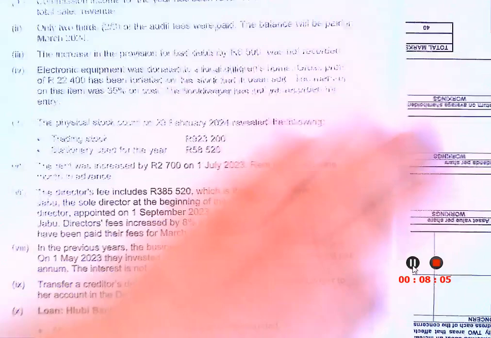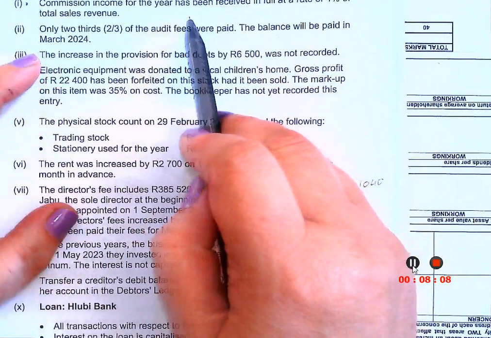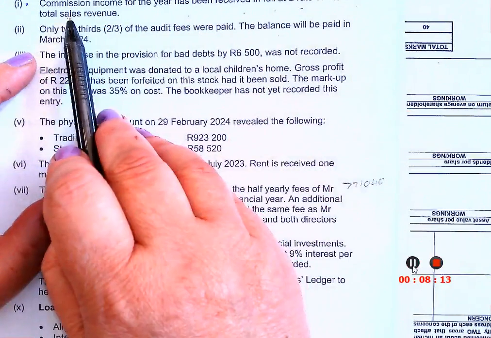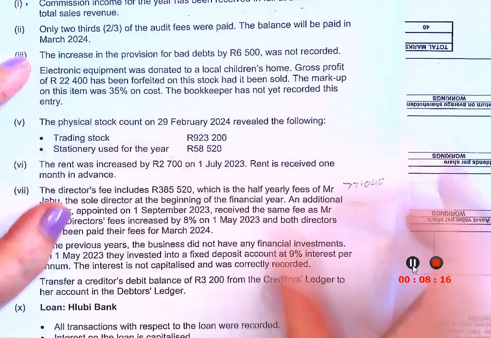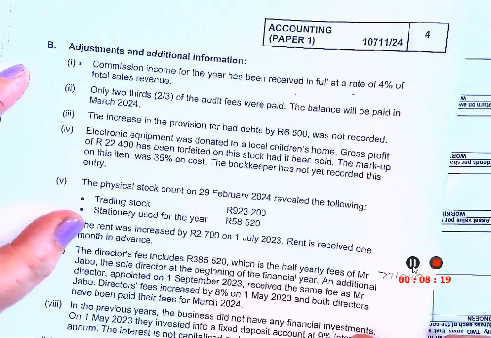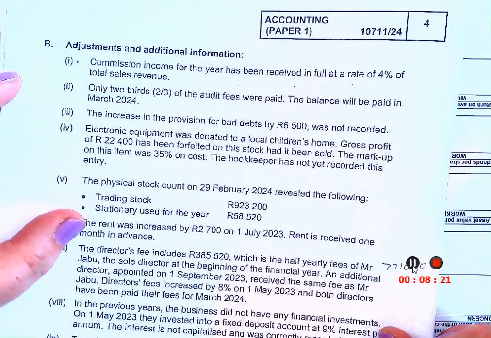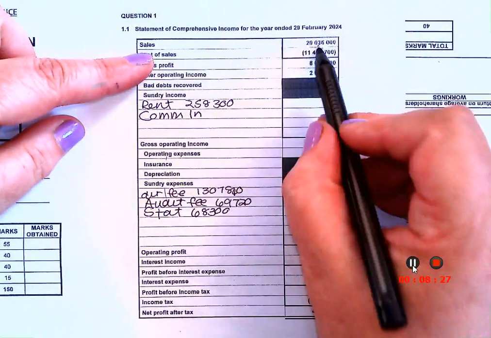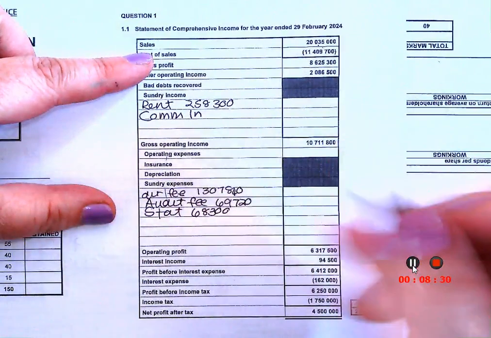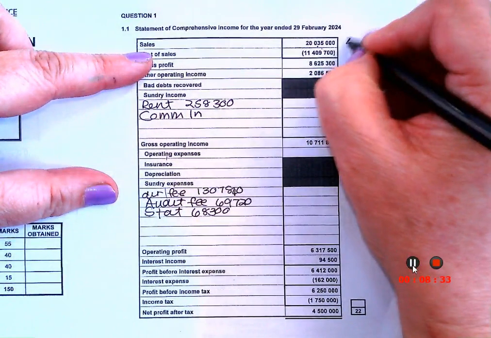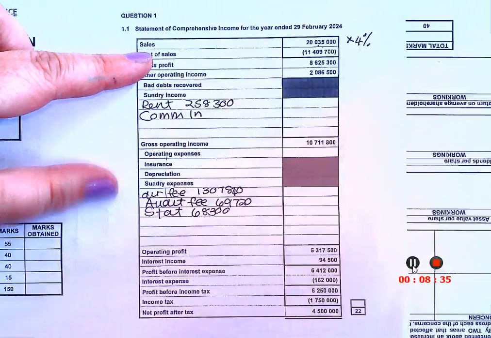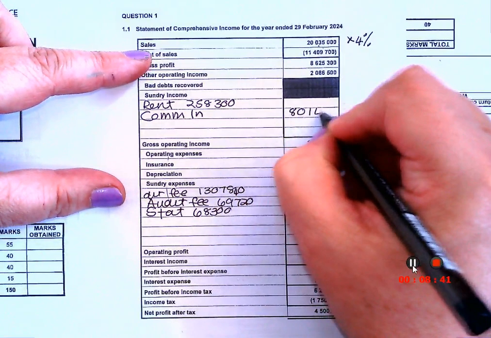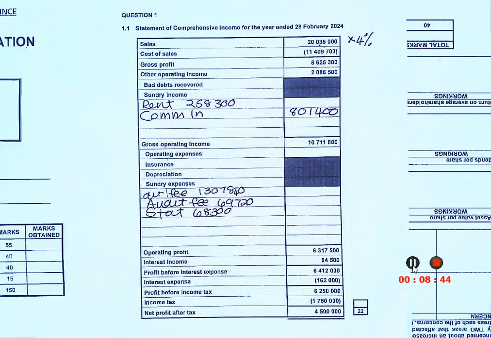So the first one, commission for the year has been received in full at a rate of 4% of total sales. So now what are they saying? There's no accrued income, there's no income received in advance. I received the full amount and it's from the sales. So I need to take sales, which is 20335, né? So it would be that times 4%, and what does that give you? 80. And there we go.